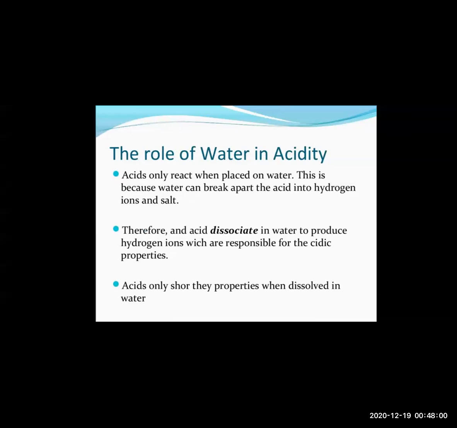As acid dissolves in water, it shows the property of dissolving in water. That's why hydrogen ion is produced in water along with the salt. Then the acid dissociates the water to produce hydrogen ion, which is responsible for acidic property. So there is dissociation. When acid reacts with water, what happens? There is dissociation in water. That is, H2O molecules are dissociated.